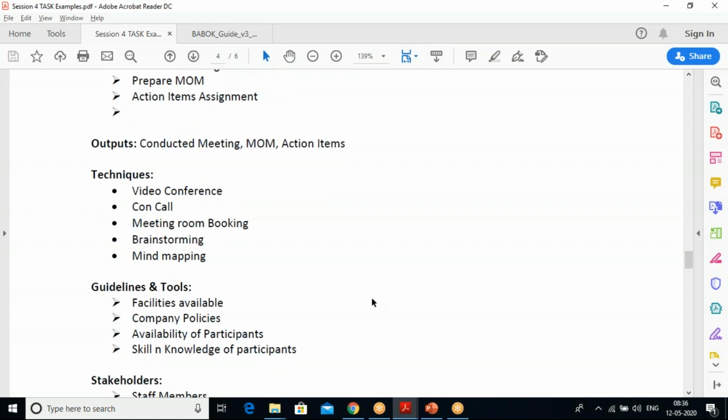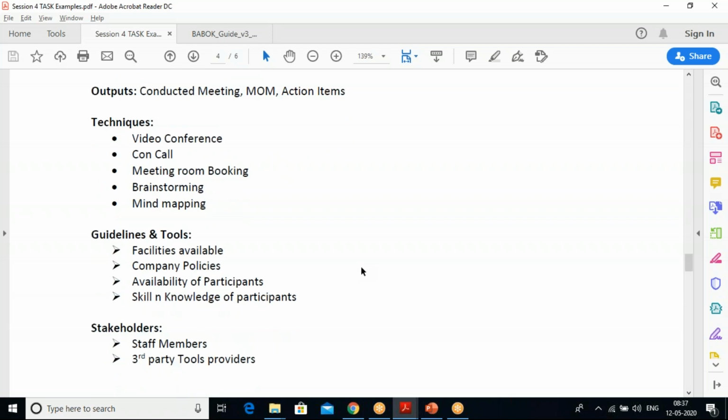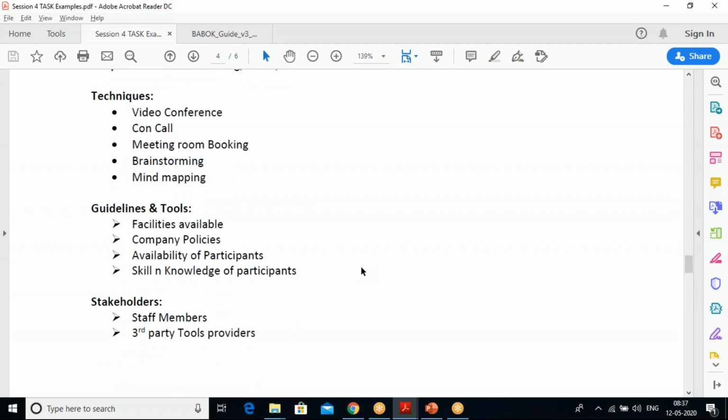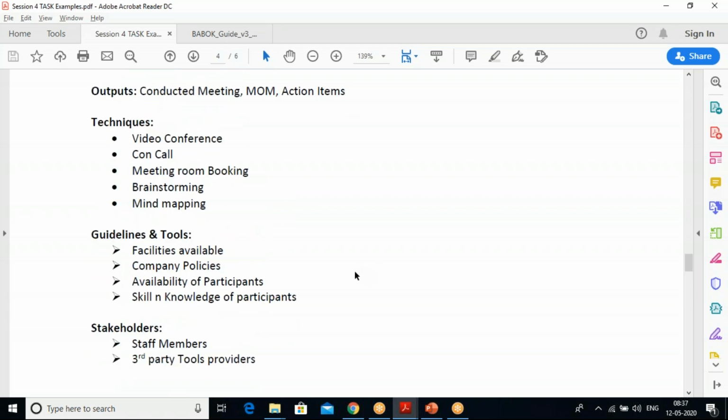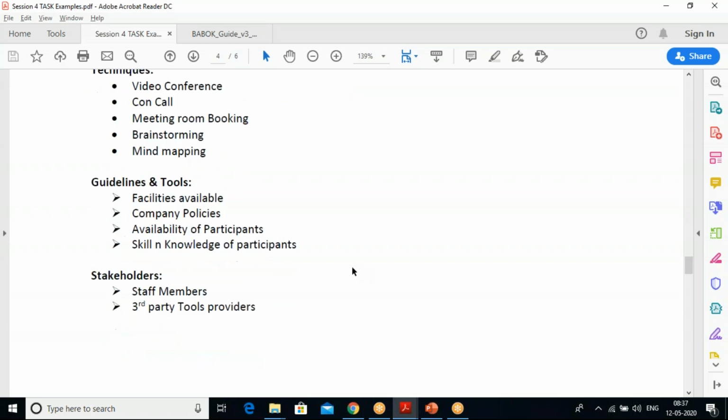And guidelines. Guidelines and tools mean what facilities are available, and we have to follow the company policies as well, then look into the availability of the participants, and consider the skills and knowledge of the participants. So all this comes into the guidelines and tools. And then the stakeholders: the staff members who will be part of it, the participants, and the third party tool providers who can provide tools to facilitate this particular meeting.